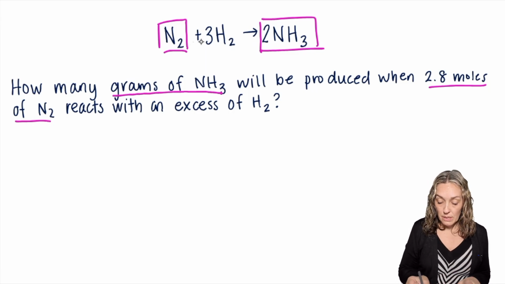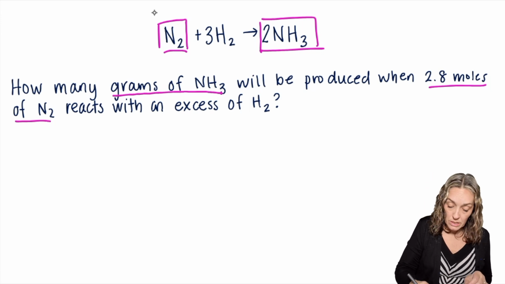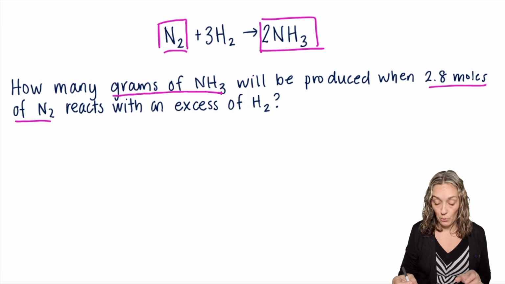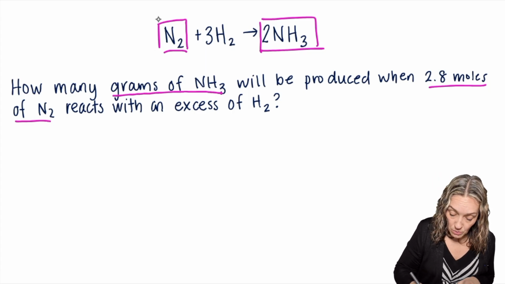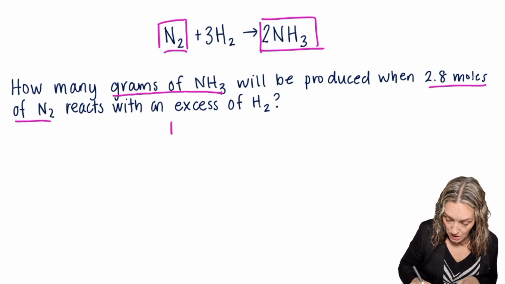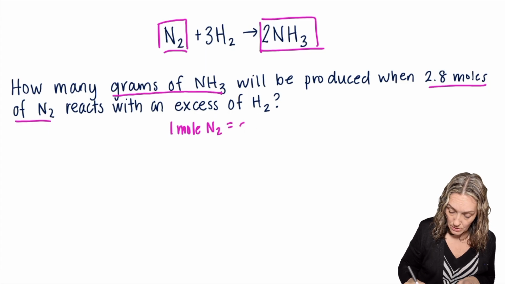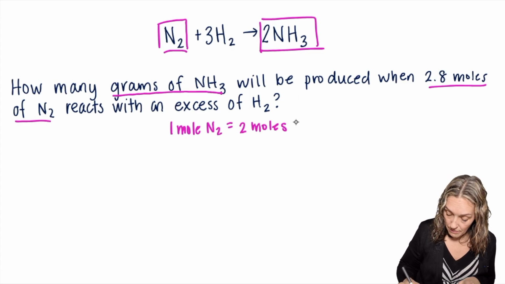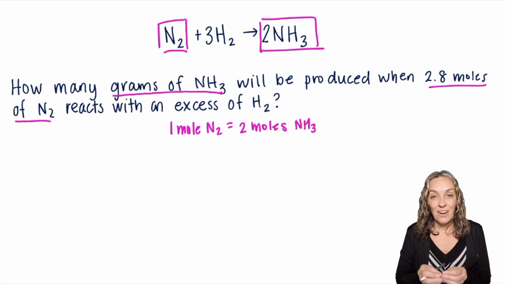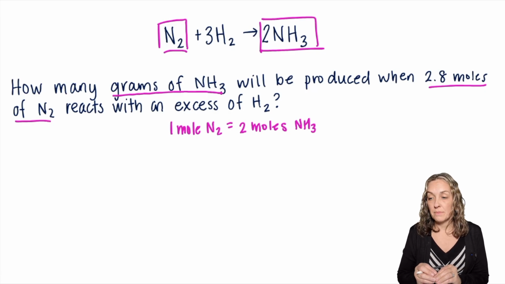Once I identify the 2 substances I care about, I'm going to find the ratio between them. Remember that ratio only works when we are in the unit of moles. So if there's no coefficient written in front of a number, that implies that there's one of them. So I know that for every 1 mole of N2, that is going to produce 2 moles of NH3. All right, I would suggest again always writing that ratio down until you are really confident with these problems.